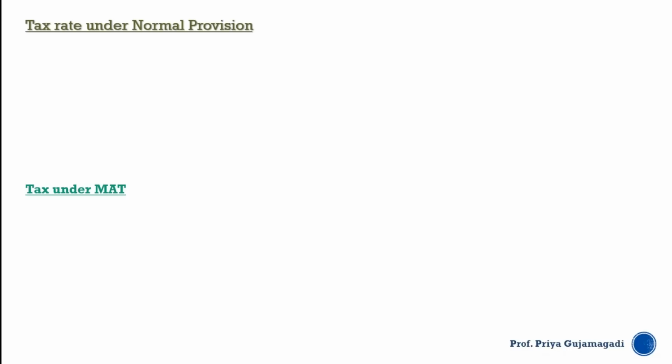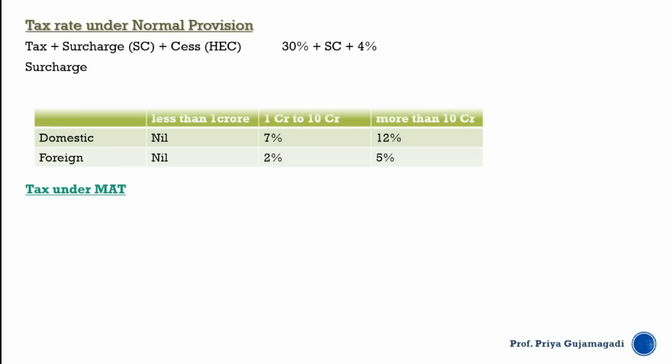So under normal provision, tax rate is tax plus surcharge plus cess. The tax is always 30% and cess is 4%. This is fixed for all the companies. Whatever may be the total income, tax rate is 30%, cess is 4%. There are rules for surcharge. Let us see that. Surcharge.